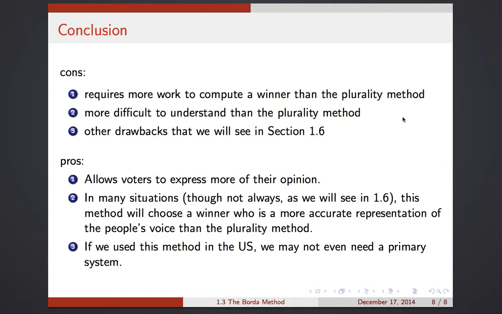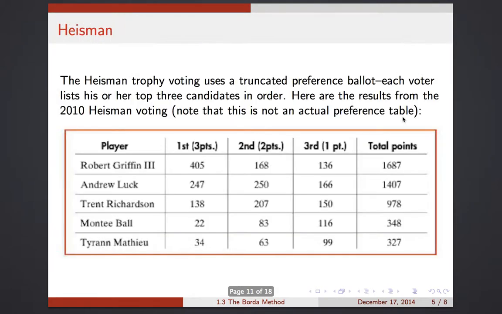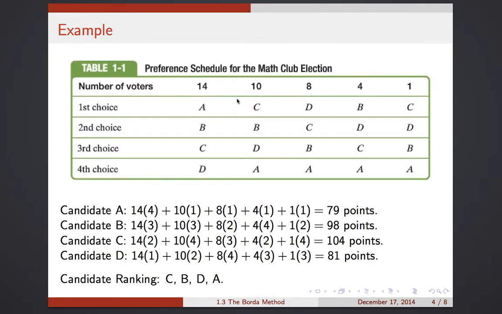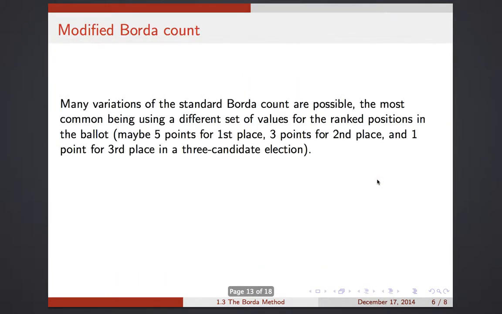And as we've seen in this video, although not always, this method will many times choose a winner that is a more accurate representation of the people's voice than the plurality method. We saw that with that math club election, right? It's really hard to argue that candidate A was an accurate representation of the people's voice, as we discussed, right? He got some first place votes, but he got a majority of last place votes. More than half the people hated him. So it's hard to argue that A is an accurate representation of what the people want. And the Borda count winner reflected that. The Borda count did not choose candidate A.